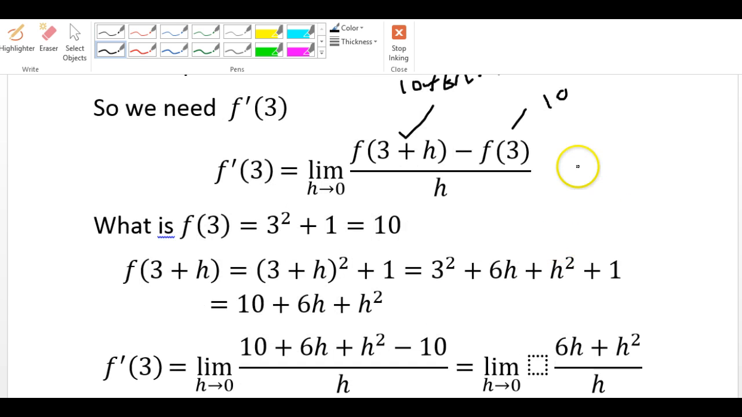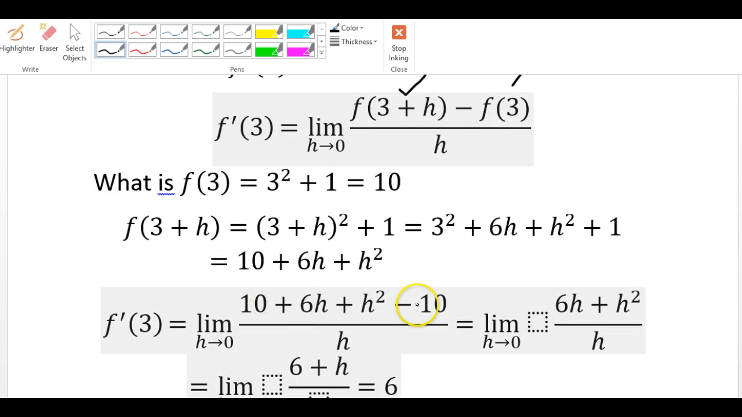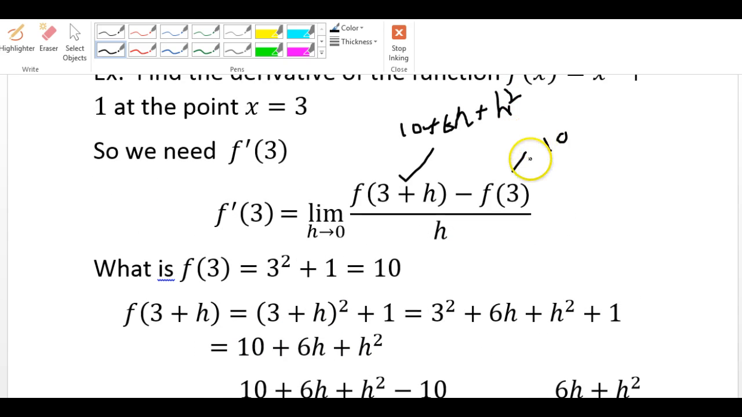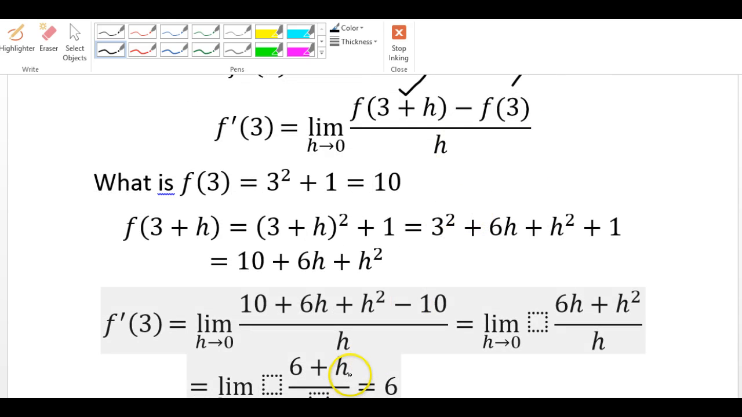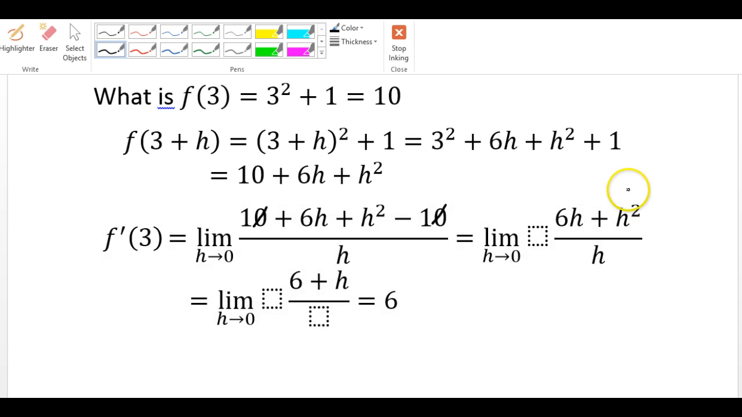All right, so now plug everything back in. So 10 plus 6h plus h squared minus 10 and then divided by h, and we want to take the limit as h tends to 0. So you can see that the 10 will now cancel out, and then you will end up with 6h plus h squared over h. You know that this is a rational function, right?